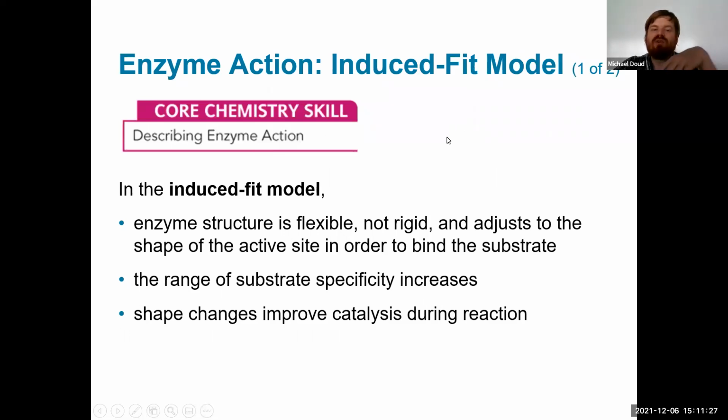Instead, we want to talk about the induced fit model. We know that these enzyme structures are flexible because there's a little bit of give with any hydrogen bond-based structure. So, alpha helixes, we draw them as rigid structures, but those can flex and bend, and there's a range of distances that those hydrogen bonds can take up.